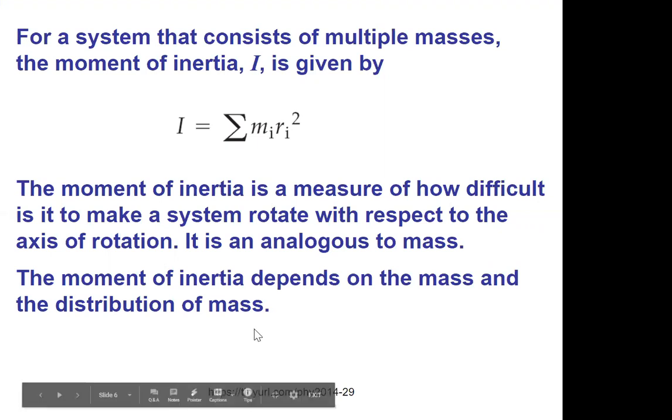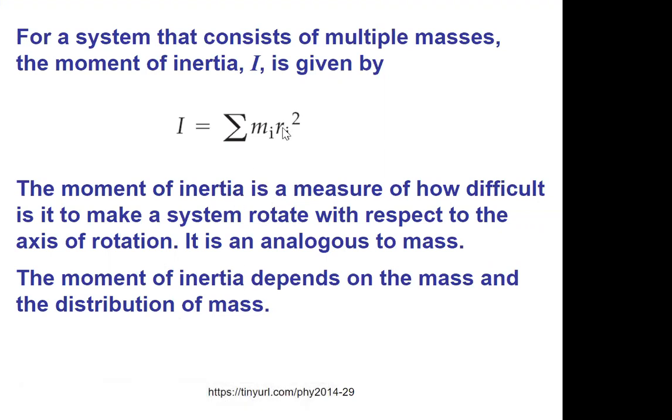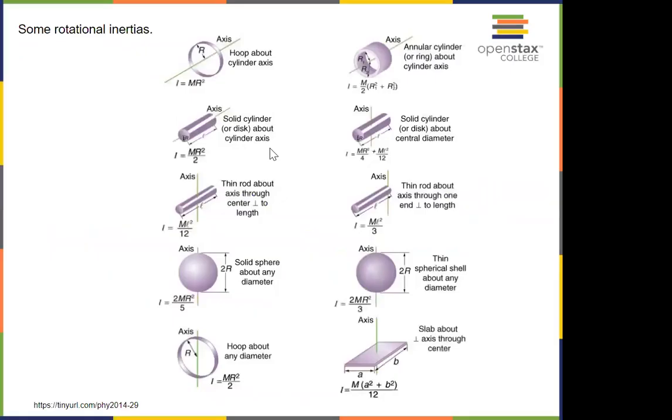Moment of inertia depends on the mass and the distribution of mass. That means the R, the distance from each of the masses to the axis of rotation. So that determines the moment of inertia, those two quantities there.